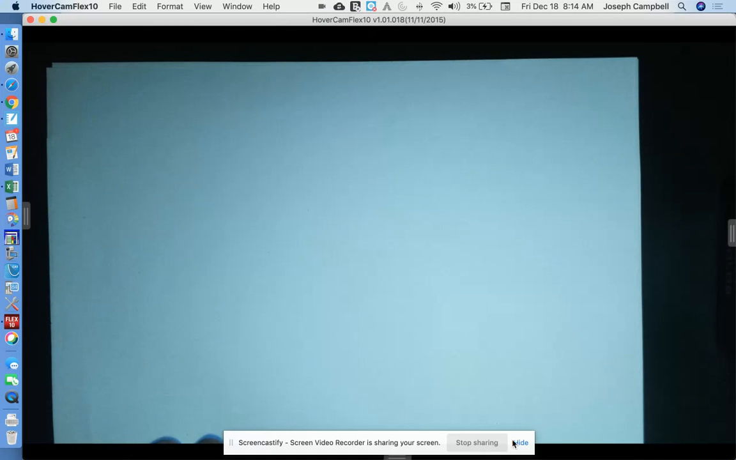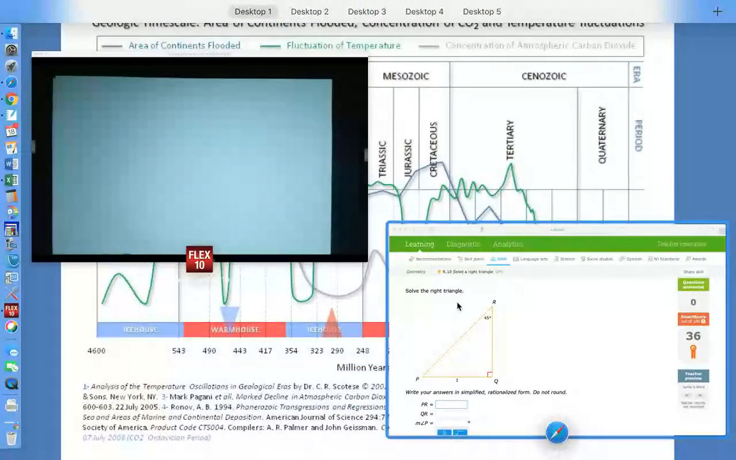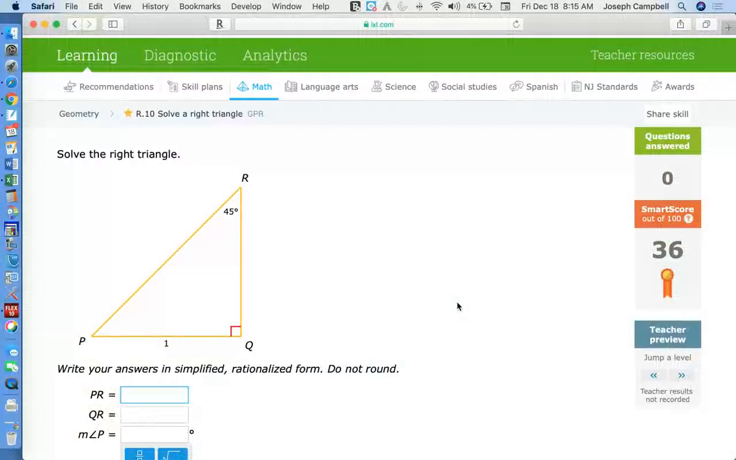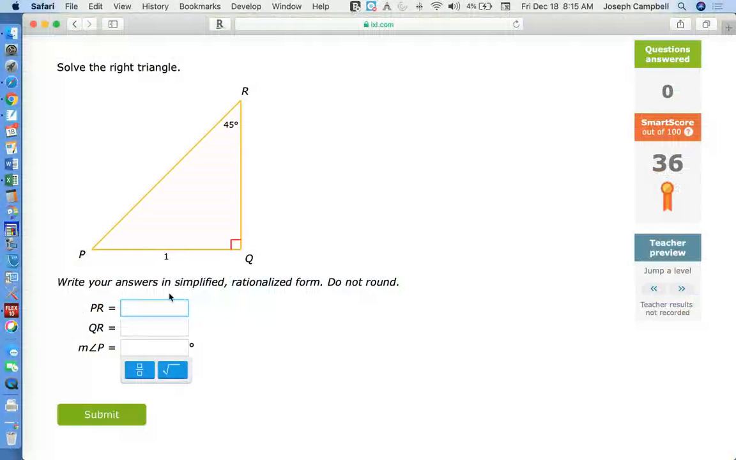All right, so I was helping someone out with R10, and I realized that using trigonometry is not going to give us the answers that IXL wants. But luckily we did learn how to do this. This is a special right triangle, and we've done a lot of special right triangles before. Granted, it's been a while.